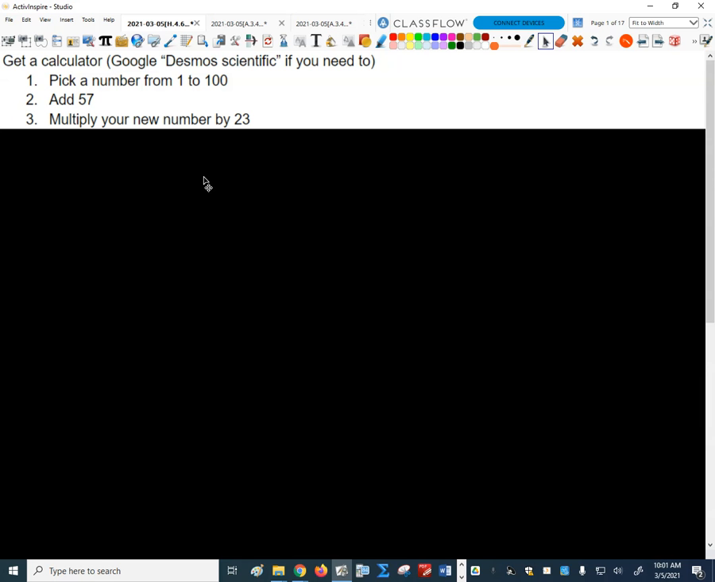You're definitely going to want to have a calculator because we're doing some kind of big multiplication and stuff too. Step 3, multiply the number from row 2 by the number 23 and write that down in row 3. Type a 3 when you're done. Okay?